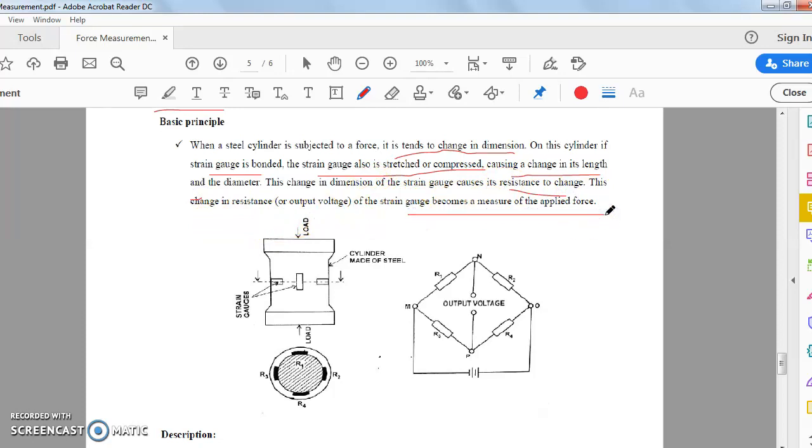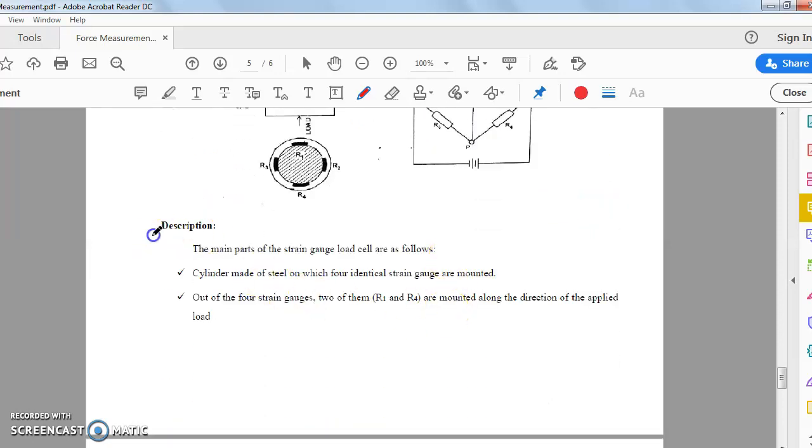So, very easy. Here the load is applied, and due to the applied load, strain is produced. That means the body gets deflected, either compressed or stretched. After deformation, the strain will be measured in terms of the resistance using the Wheatstone bridge circuit, and that much strain is a measure of the total load applied. So this is very easy. Just go to the description.